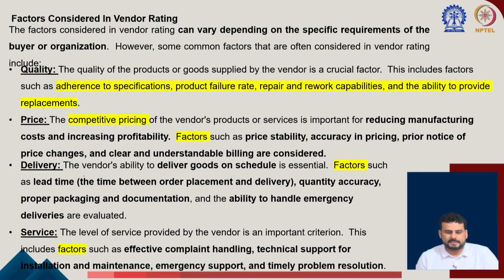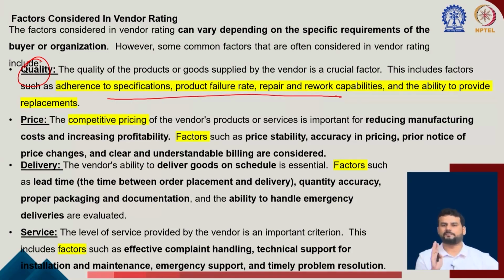So the factors considered in vendor rating: quality is first. Quality means you need to meet all the specifications. Keep that example in mind: your screw diameter, thread diameter, cap diameter, screw length, these are the specifications, and then there is some visual inspection you are doing. So you need to stick to those dimensions, that means you are meeting the quality. The rework or repair, the segregation we did, that is under rework or repair, and that should not happen.